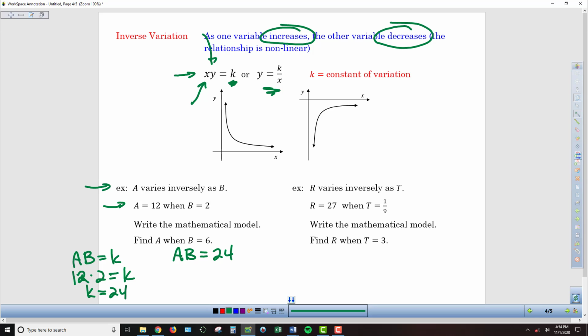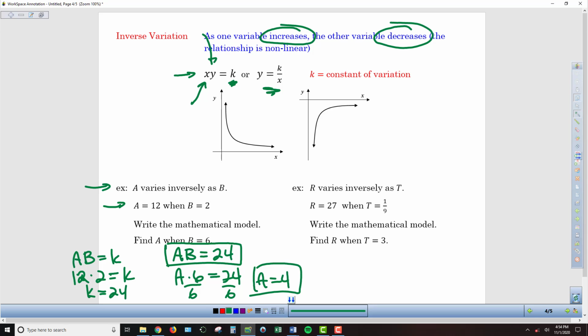And so now we can use this model equation with the second part of the problem where it says we want to find A when B is 6. So it's as easy as A times 6 has to equal 24. So if we divide both sides by 6, we get A equals 4.